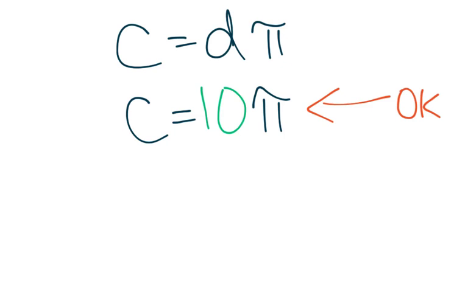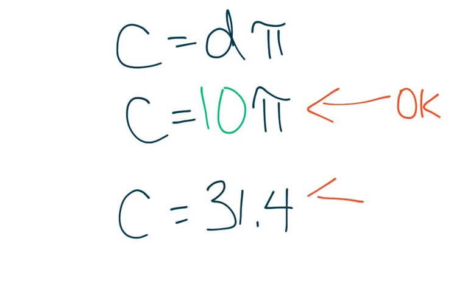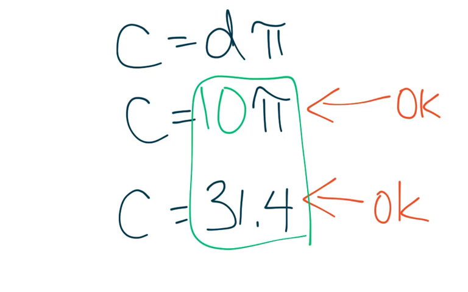Now, a lot of times they want us to actually find out what that would be in decimals. And that's fine too. In our calculator, we just put 10 pi and hit enter, and it gives us 31.4, something, and that's fine too. Either one of these is good. They're both the exact same thing. Now, the thing that we have to remember is that circumference is a measurement. It literally is a distance.